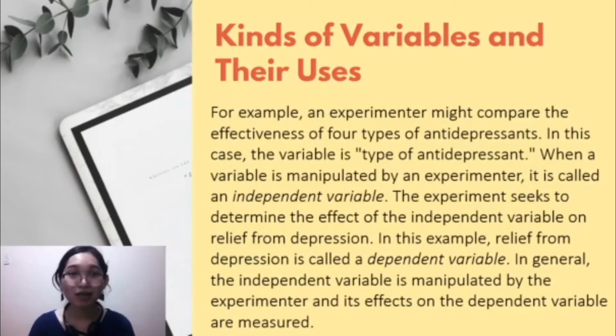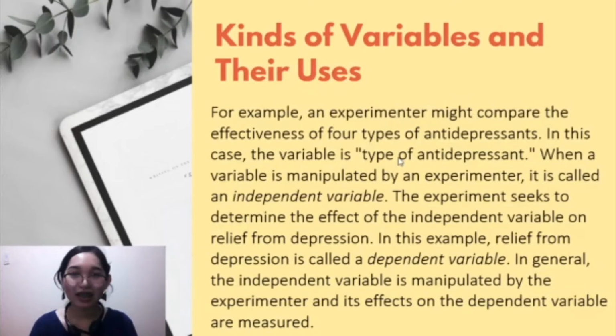For example, an experimenter or researcher might compare the effectiveness of 4 types of antidepressants. So, meron kang 4 na antidepressants. In this case, the variable is type of antidepressant. Okay, so meron ka ng a variable dito. Yung variable mo dito is the type of antidepressant. Yan yung first variable under study.